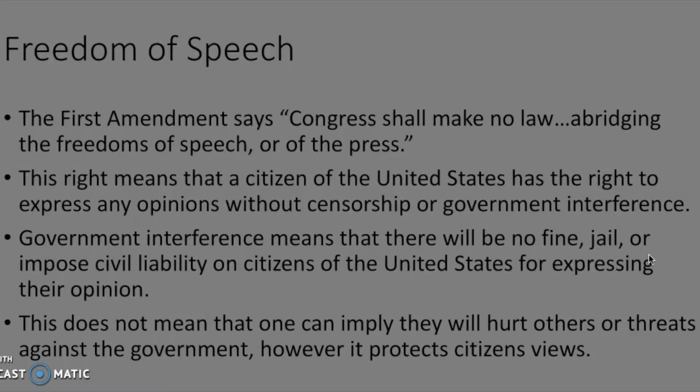So you cannot go and make death threats saying that you are going to kill the president or that you're going to do a terrorist attack on the country. That isn't protected. But say you just disagree with politics and you say, "I don't agree with that, I don't like that," then that's okay. But anything harmful to where it would hurt or kill other people, that's not okay.